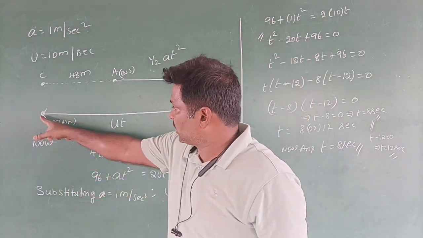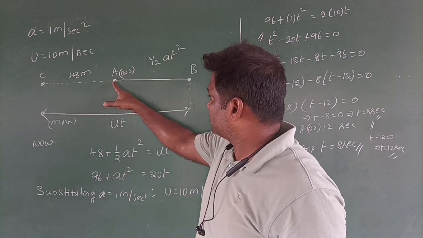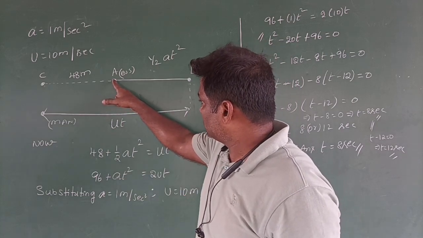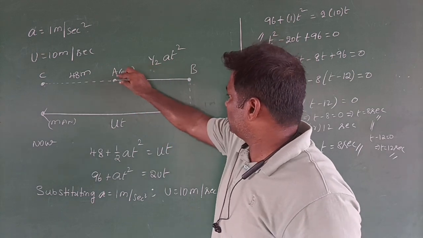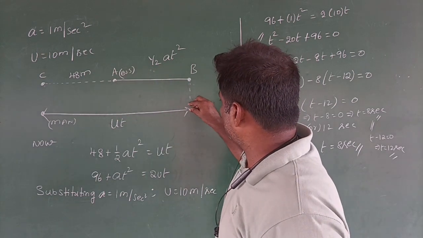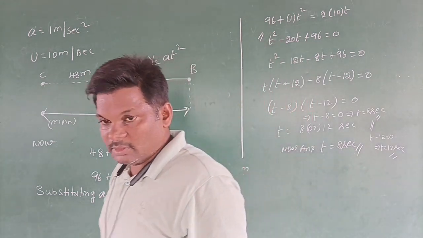From here to here, if he runs for 8 seconds, in the same 8 seconds the bus will travel its journey, or complete its journey from A to B. Then the bus will be here and the man will be here. Simply he will get into the bus. Okay, go through it once. Note it down.